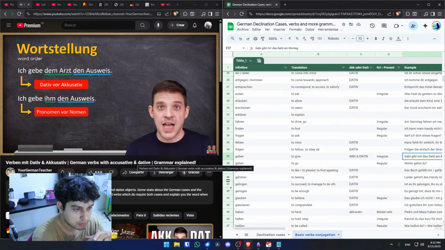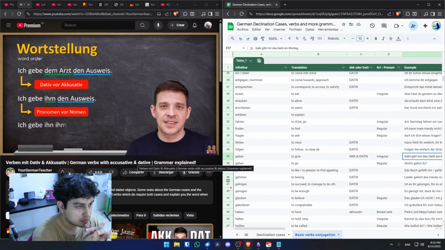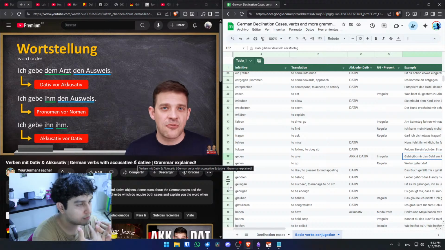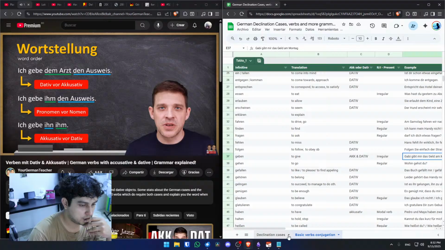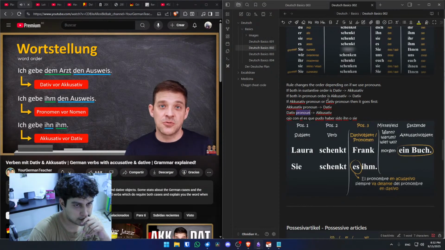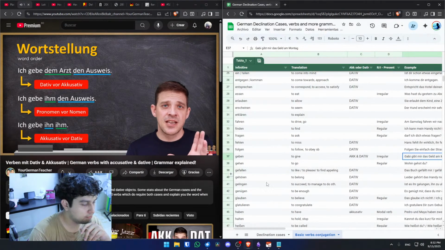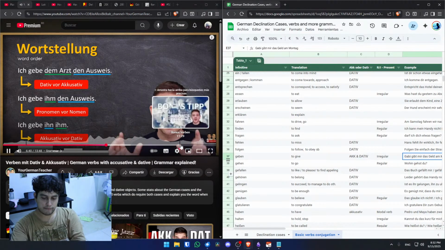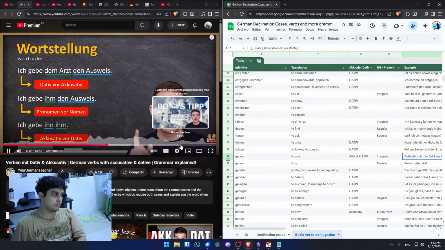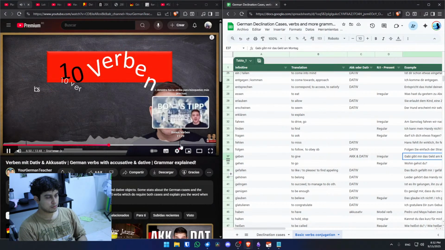But when we have two pronouns, what about then? Then the rule is accusative vor dativ. Ich gebe ihn ihm. It's not that commonly used, but it's possible to say. So again, if you have two objects, just nouns, dative vor accusative. If you have one pronoun, the pronoun first. And if you have two pronouns, it is accusative vor dativ. Machen wir ein paar Beispiele.